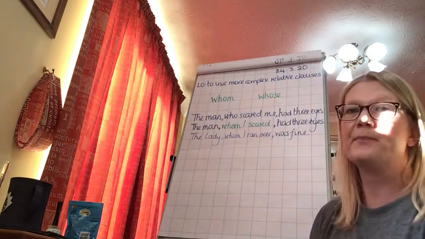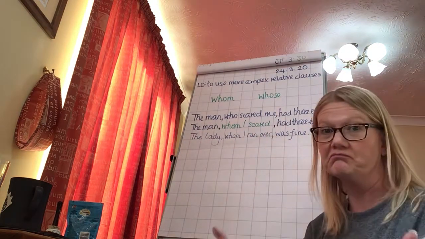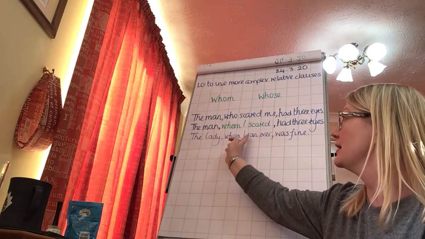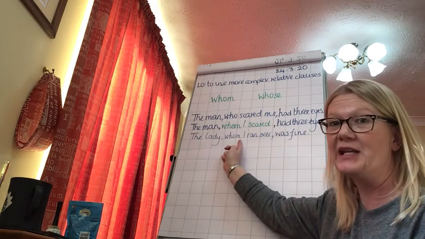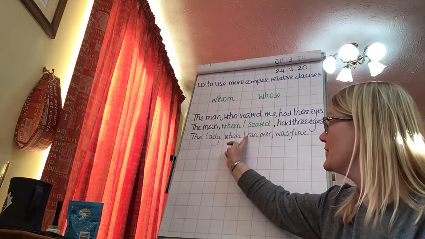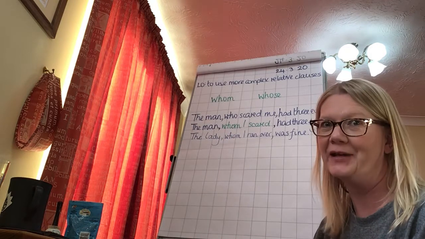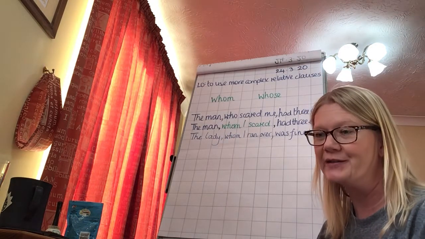Okay, so again we can see the lady was fine. Main clause is staying the same. The lady is the subject. I'm doing the running over. For our relative clause, which is in between the commas, I'm the subject, she's the object, so we use whom. Okay, that's whom. Now let's look at whose.